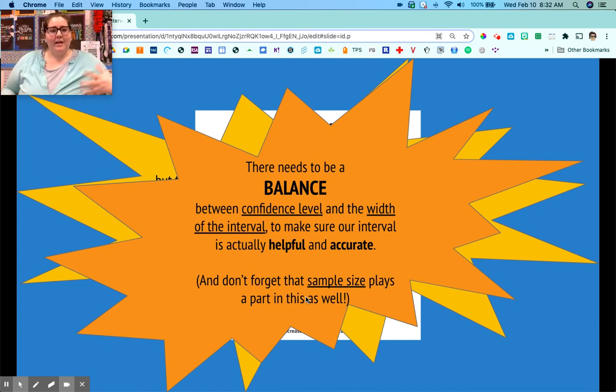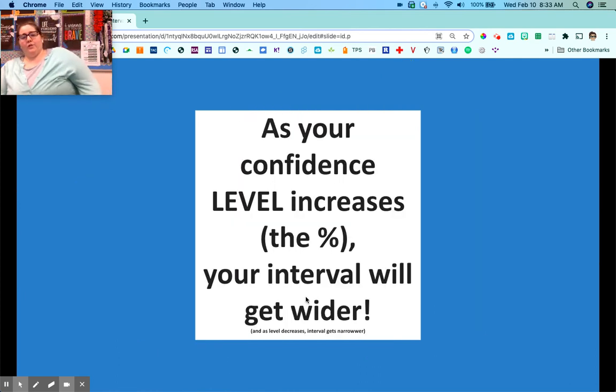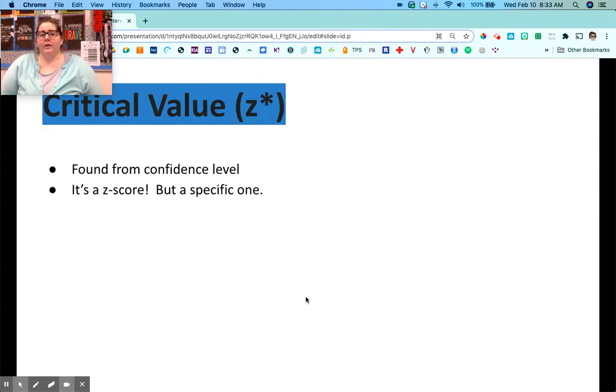So there has to kind of be, and this is where statisticians struggle sometimes, a balance between how confident we are in an answer in an interval and the width of the interval. And then also just know that sample size also plays a part in that as well. Sample size is part of the formula for our standard deviation, right? So our sample size is also going to play a role in how wide or narrow our interval is as well.